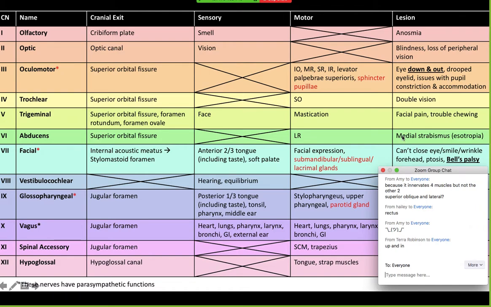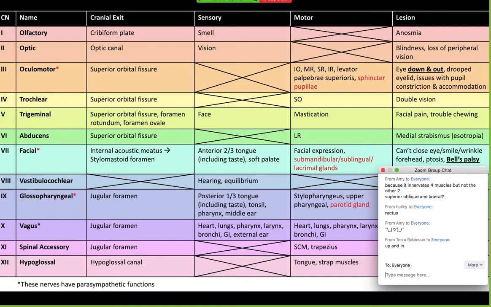So if cranial nerve 3 isn't working and the muscles innervated by cranial nerve 3 are not working, then your superior rectus, or I'm sorry, your superior oblique and your lateral rectus are going to take over, and the eye is going to look down and out. And of course, your lateral rectus is moving the eye out, so it's helping the superior oblique. So if your lateral rectus and your superior oblique take over, then the eye moves down and out. Does that make sense?